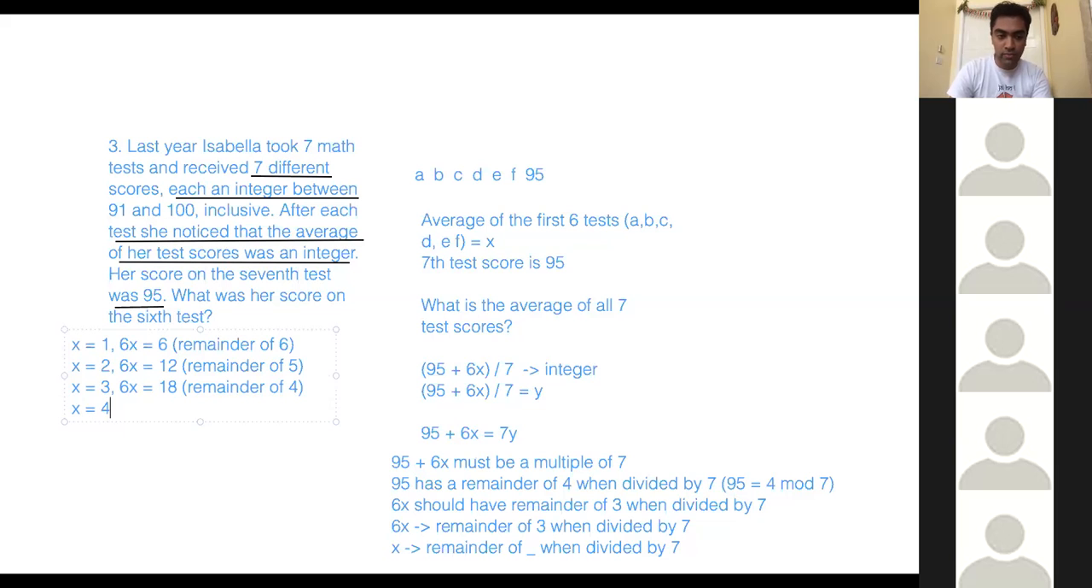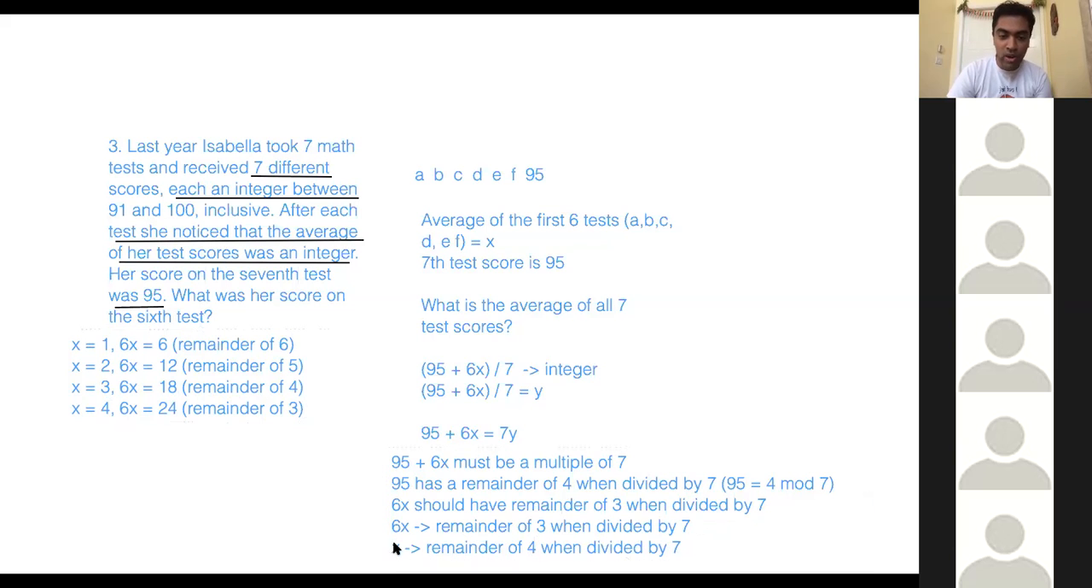If x equals 4, 6x is 24. Good. Remainder? 3. Okay, so now can we answer this question? We know that 6x has a remainder of 3 when divided by 7. What should x's remainder be when divided by 7? 4.